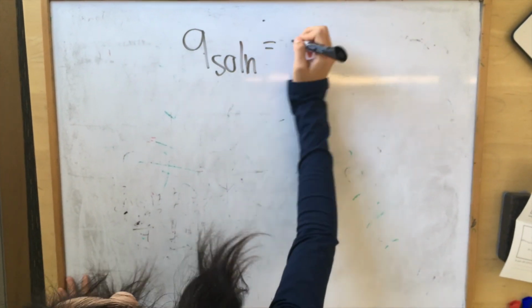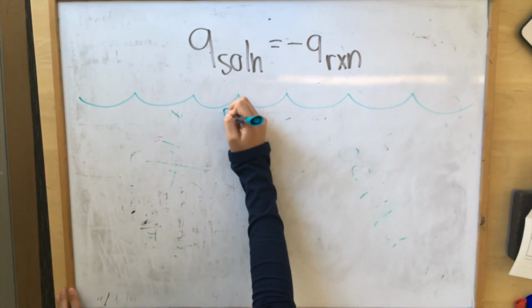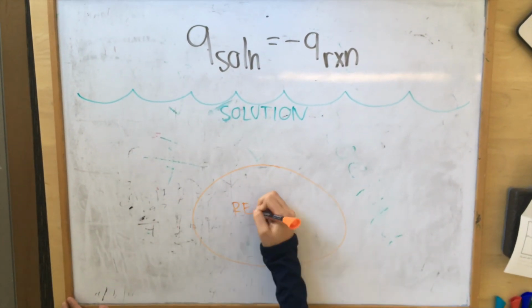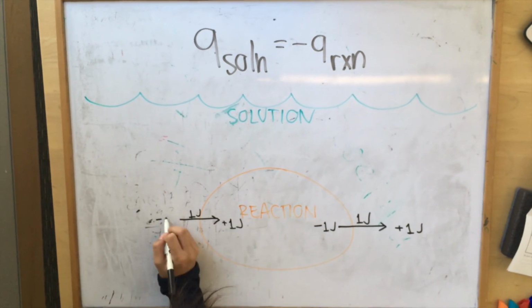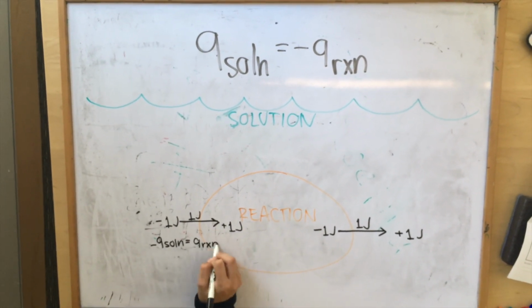In addition, the heat of solution is equal to the negative heat of reaction. This is shown in an exothermic reaction by 1 joule of energy being lost by the reaction and 1 joule of energy being gained by the surrounding solution, or 1 joule of energy being lost by the surrounding solution and being gained by the reaction in an endothermic reaction.